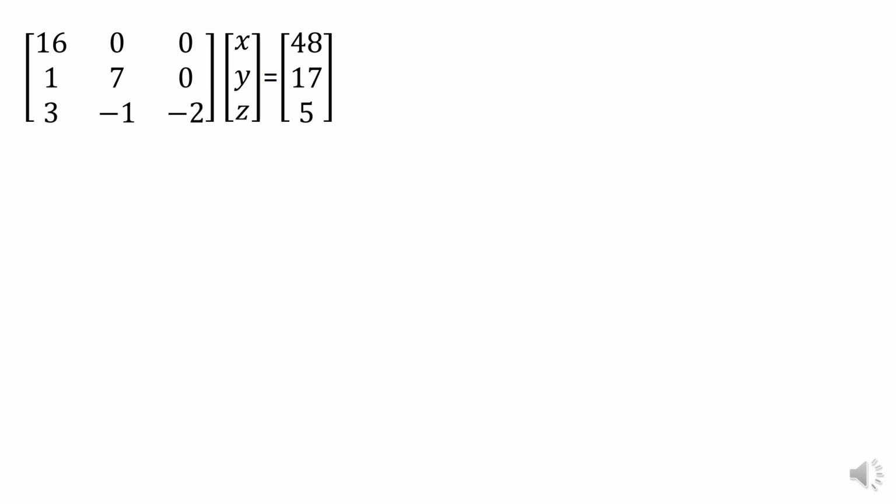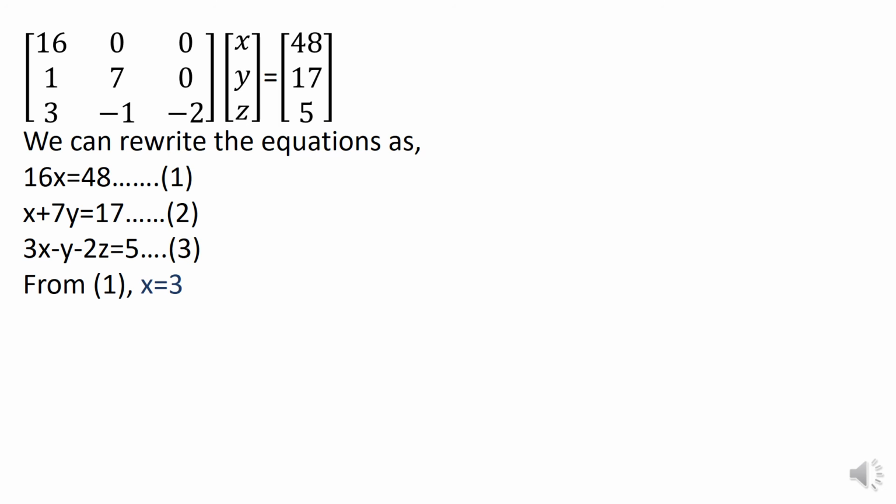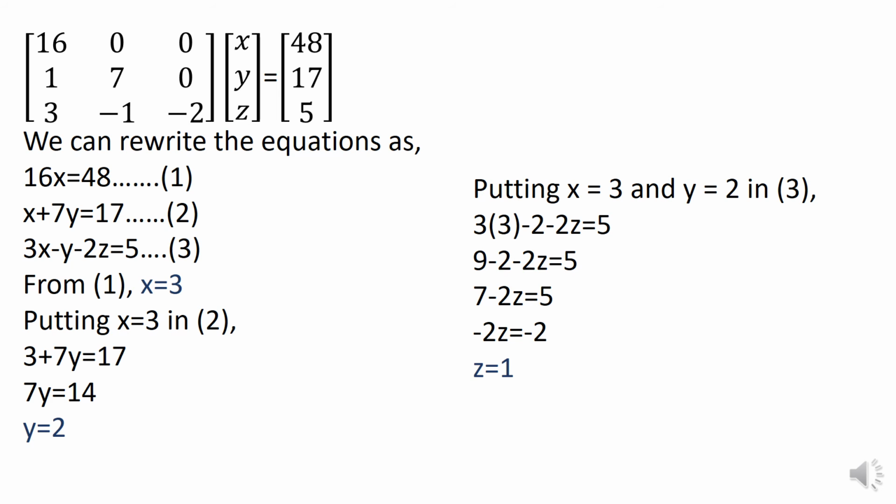Thus from this particular matrix, which is a lower triangular matrix, we can rewrite the equations like so. 16x is equal to 48. Similarly, x plus 7y is equal to 17. And in the third case, 3x minus y minus 2z is equal to 5. Solving 1, we get x is equal to 3. Putting x is equal to 3 in equation 2, we get y becomes 2. Now putting x is equal to 3 and y is equal to 2 in equation 3, we get the value for z. Thus z turns out to be 1. Thus we solve the equation by the method of reduction.